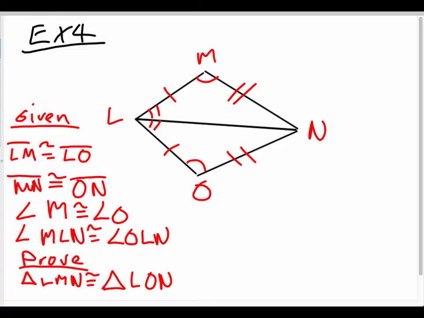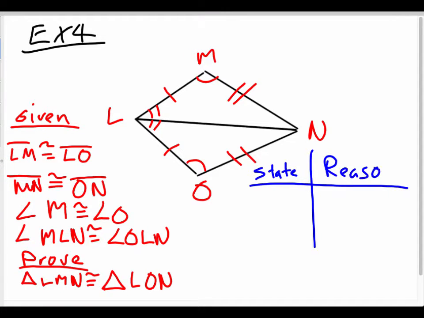So now to do my proof, we'll do a little T-chart. We'll have a statement here, and then the reason. And I'm going to write this kind of small, but basically for statement 1, we have LM is congruent to LO, and MN is congruent to ON, and that was given.